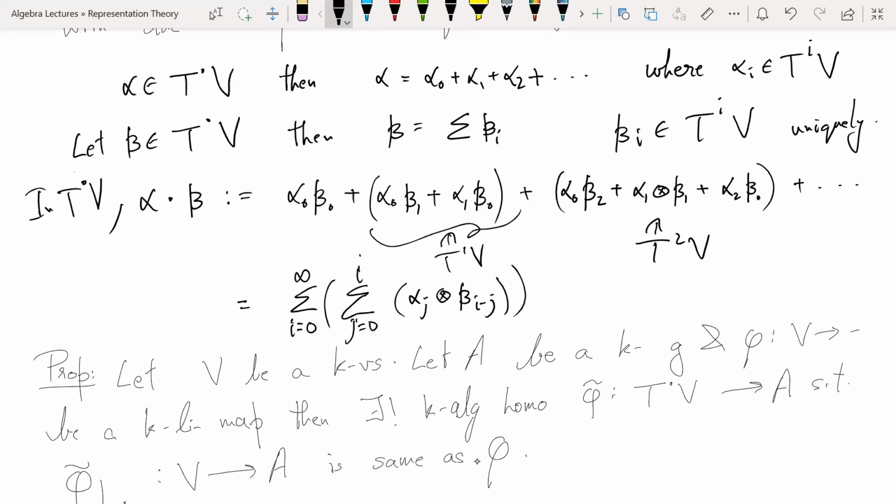So you take these sums. For I equals 0, you get an element in the base field, because there should be only one term. For I equals 1, there will be two terms, and so on. So this looks okay.